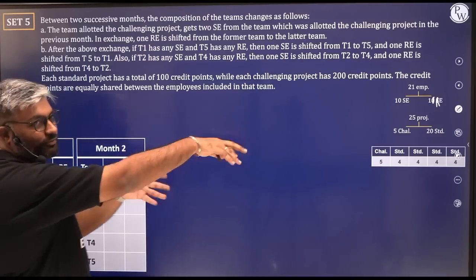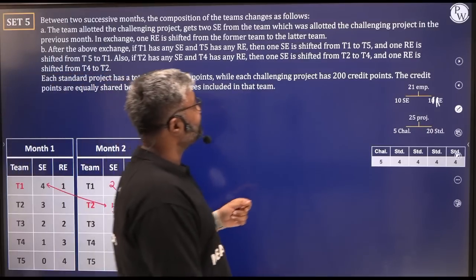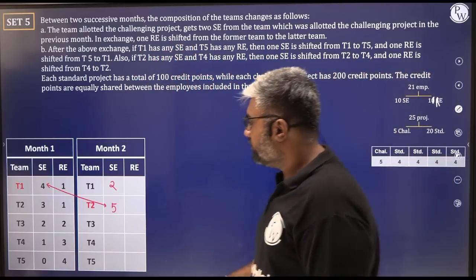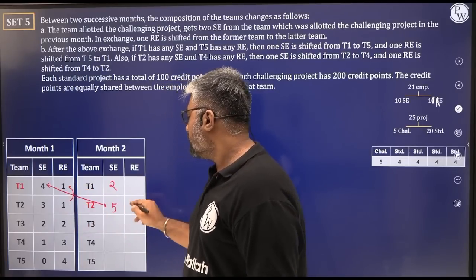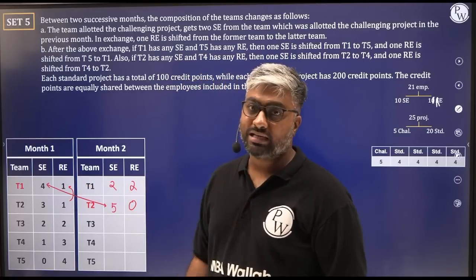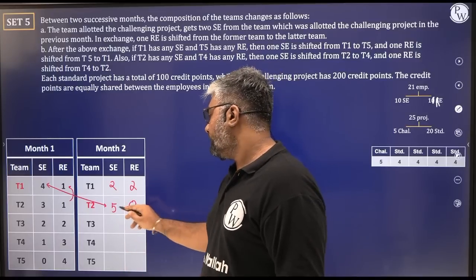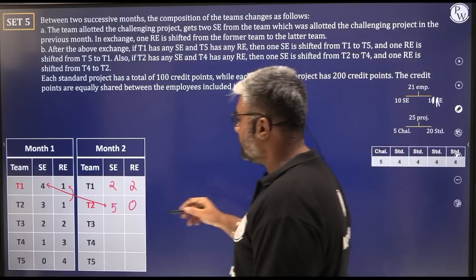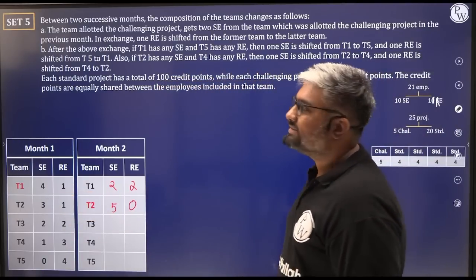We have to do this for month 3, month 4, month 5, all of them, but there's still a catch. It's not just this, there's more. In exchange, 1 RE is shifted from former to latter. So 1 RE goes from here to here, right? So this 1 will become 0, and this 1 will become 1 plus 1, 2. Has the piece been made? This is doing the standard project, 4 employees. This is doing the challenging project, 5 employees. We are good, right? So I'm going to erase these arrows so that we don't get confused between the terms here. Okay, done. But does it stop here? No, it doesn't. There's still more.